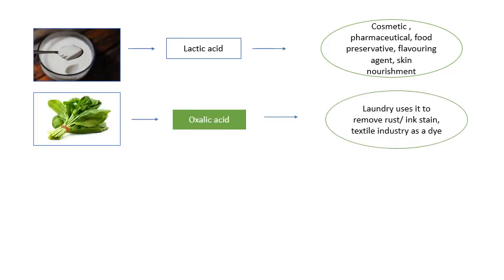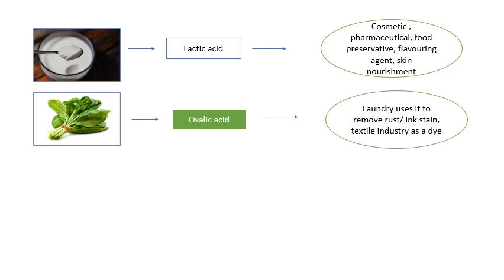Next one, oxalic acid. Leafy vegetables, spinach. Some of you like it, some of you don't like it. But whatever, it has an acid. This again is a natural acid, oxalic acid. Where is this oxalic acid used? It is used in laundry.